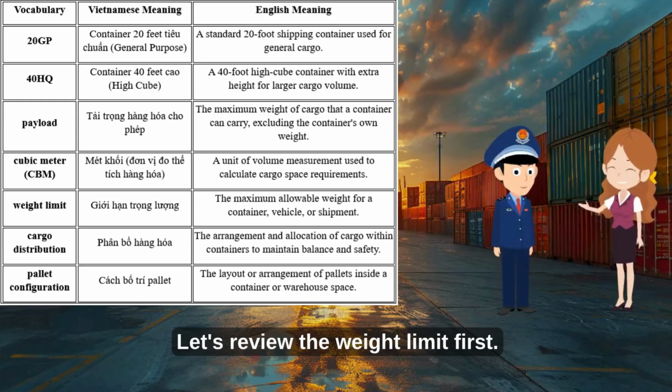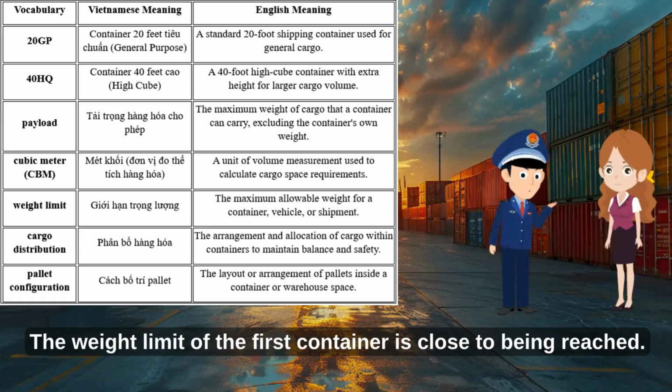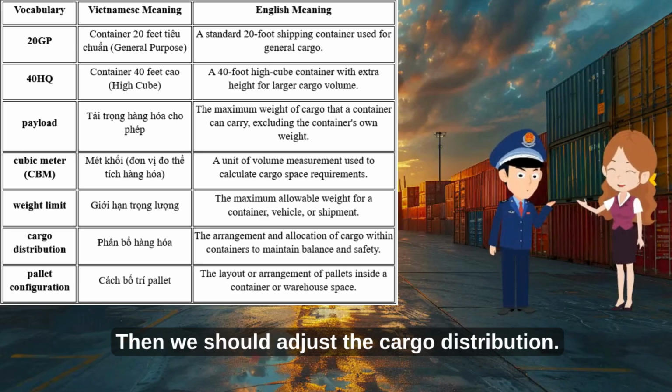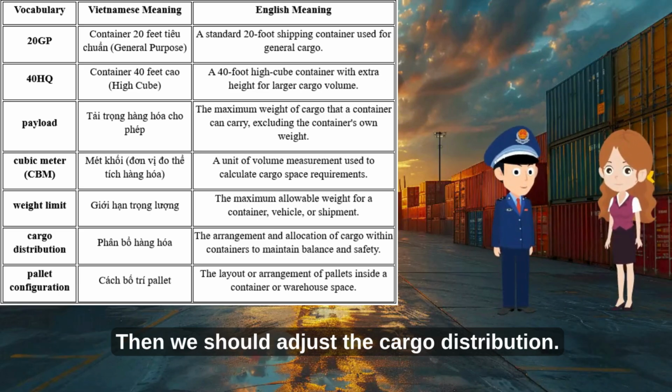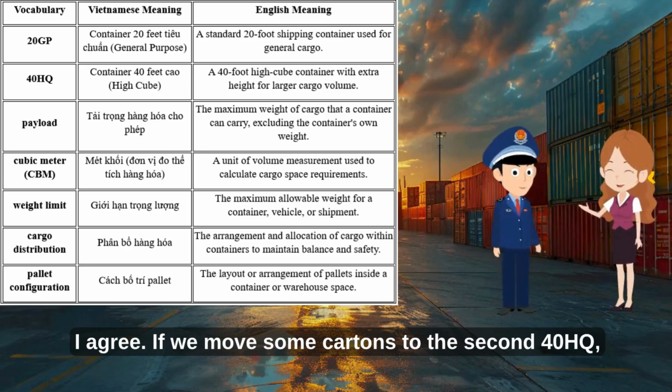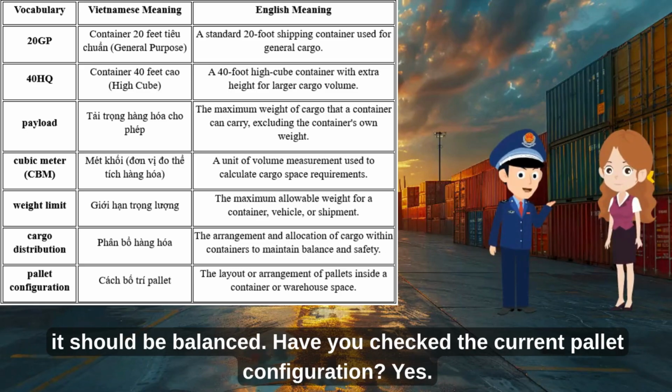Let's review the weight limit first. The weight limit of the first container is close to being reached. Then we should adjust the cargo distribution. I agree. If we move some cartons to the second 40 HQ, it should be balanced.